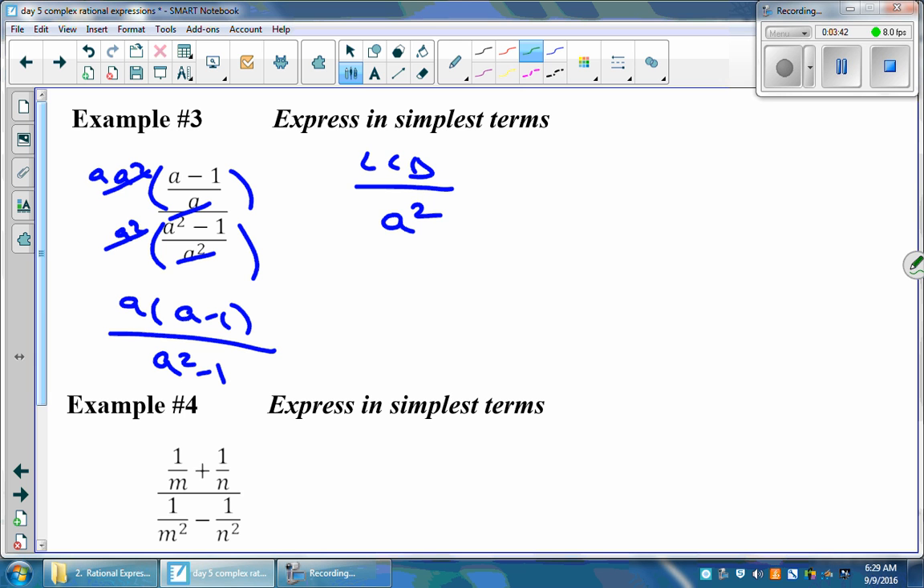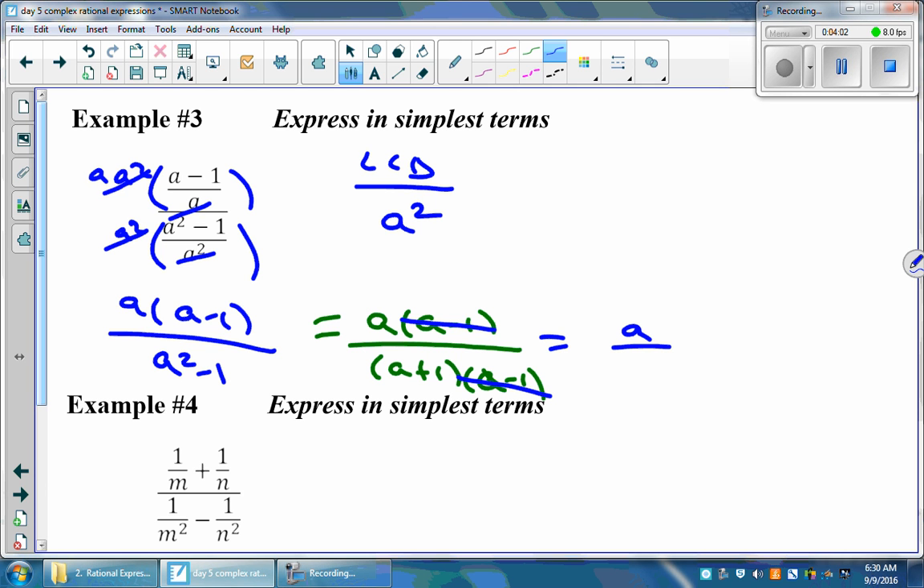We should know at this point, to reduce the rational expression, we're going to factor and then we're going to cancel. My numerator is already factored. Greatest common factor of a and then a minus 1. But my denominator is the difference of perfect squares, so that becomes a plus 1 times a minus 1. Once I have factored both the numerator and denominator, the a minus 1 cancels with the a minus 1. I'm left with an a in the top and then a plus 1 in the bottom.